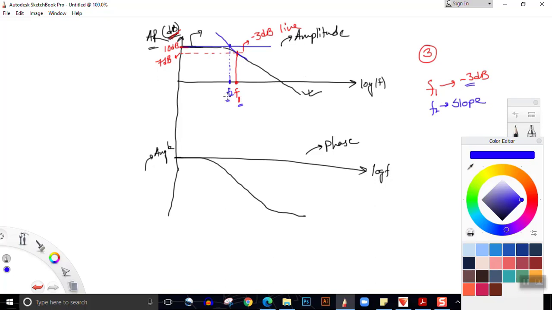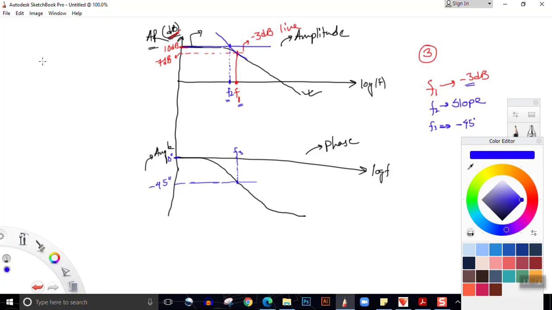And there is also a third method which is called minus 45 degree method. That is derived from the phase plot. So this is the phase plot. This is 0 degree. So at this point, suppose we find minus 45 degree. And this minus 45 degree line will intersect with the phase plot, and if we extend the phase plot, if we draw a perpendicular on the x-axis, we'll find a frequency. So F3 is equal to the break frequency from phase plot or minus 45 degree method.